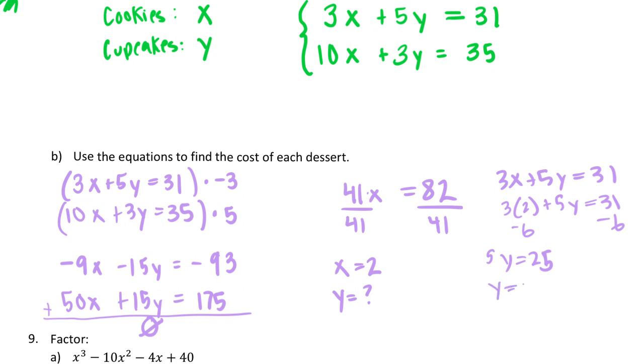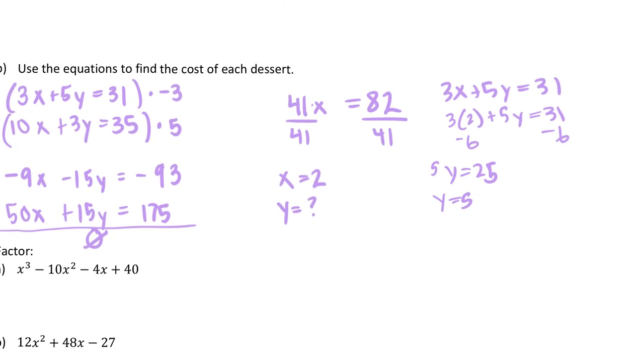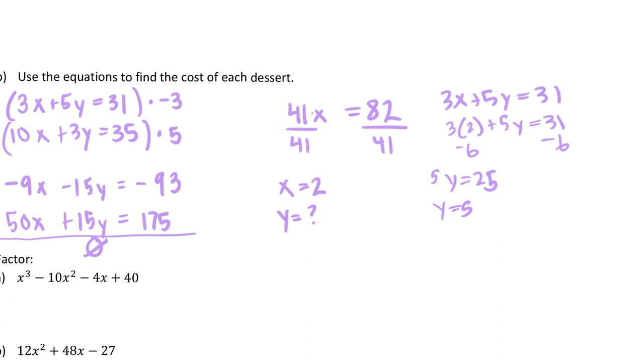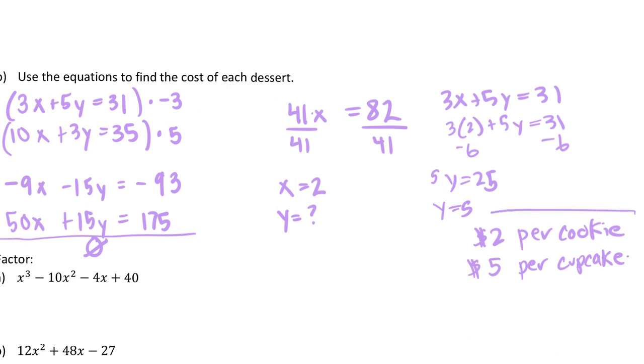So y equals 5. Okay, so we have our x and our y. Now we just need to answer the question. We know that it's $2 per cookie, because my x represented a cookie and my y represented the cupcake. So it's $5 per cupcake. And we've answered the question. So we're good.